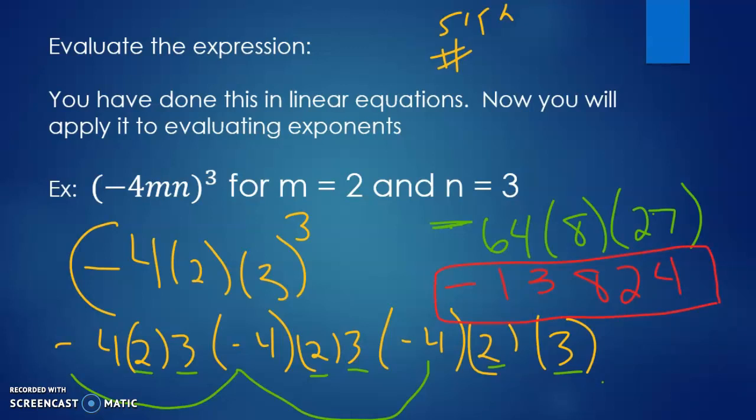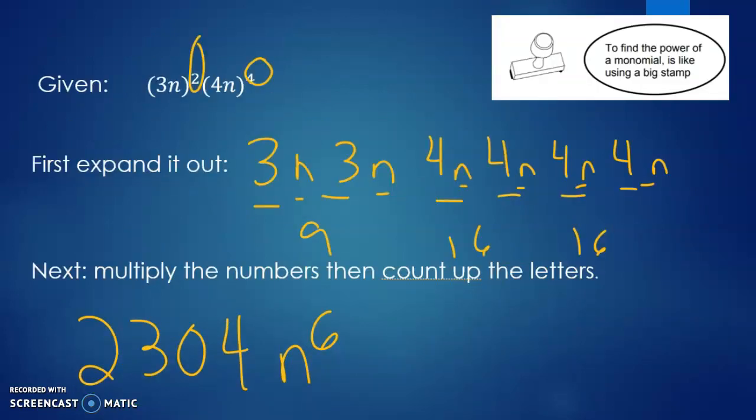The higher the exponent, the higher the number. If you have any questions, please get a hold of me, and we will go over how to multiply monomials and polynomials. The biggest thing, especially when you have problems such as this, is that you go ahead and expand it out. Find the power of an, it's like using a big stamp. So stamp it out and then count them up.